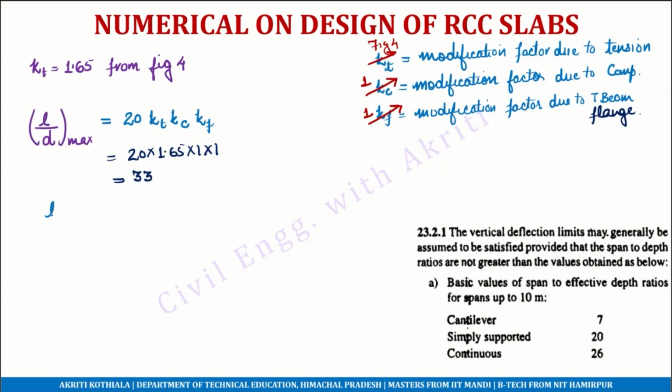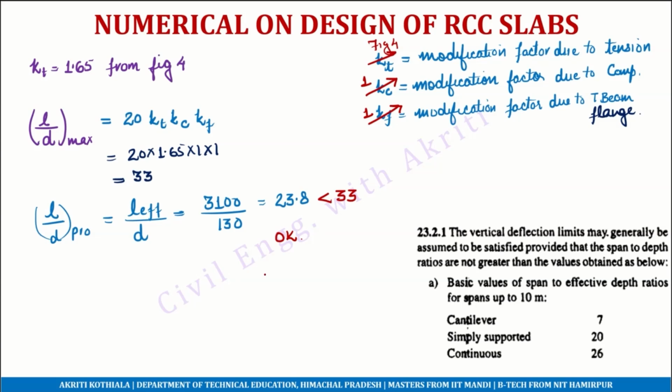Now from the provided values, L upon D, which is the effective length upon the effective depth, is equal to 3100 upon 130, which calculates to be equal to 23.8. So this value is less than the maximum permissible value of 33. Hence the slab is safe in deflection.